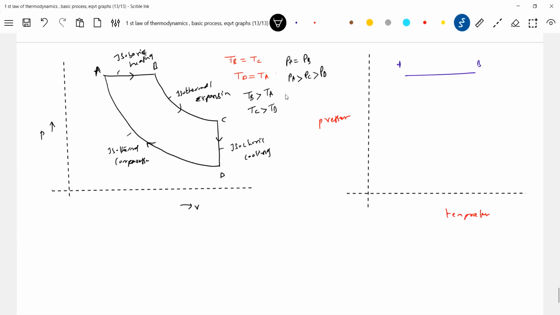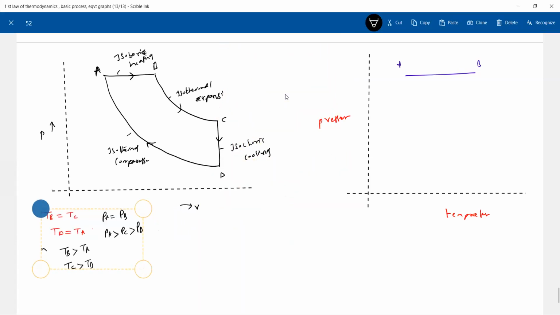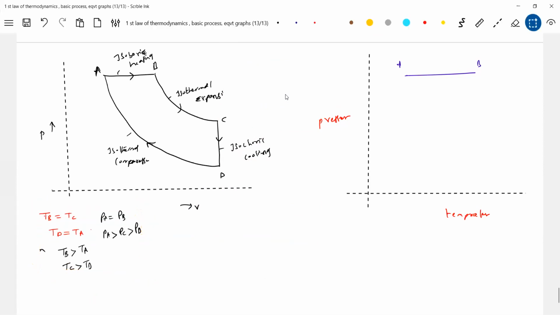What about the volumes? I think all this data is there, no? Let me shift it down. Okay, all the information regarding that particular graph is there. Anybody, can you say about the volume? Volumes, it's very clear, no? VC equal to VD, and VC greater than VB greater than VA. I think these things are going to help. Now we are plotting pressure versus temperature.